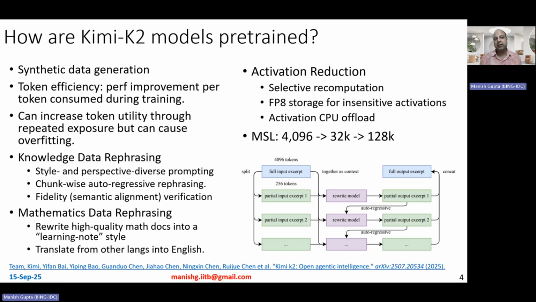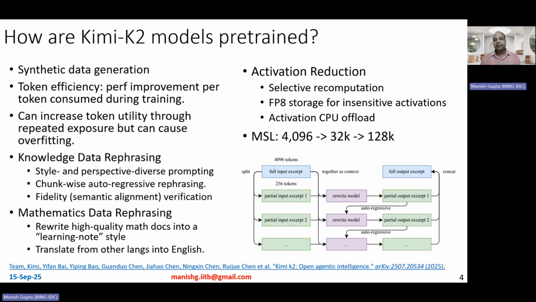Typically, the way people improve the token efficiency is to increase the token utility. That is, they repeat the exposure of the token several times. You do several epochs of the same pre-training data, but that can cause overfitting. And therefore, these guys come up with a paraphrasing way of improving the token efficiency. They take the same data set and paraphrase it in various ways. For knowledge intensive tasks, their data set is paraphrased using style and perspective diverse prompting. So they prompt larger models so as to get paraphrases such that the same text is written with a different style and different perspectives.